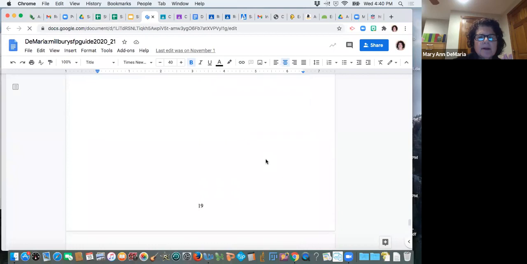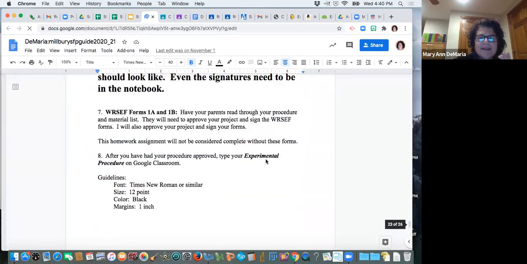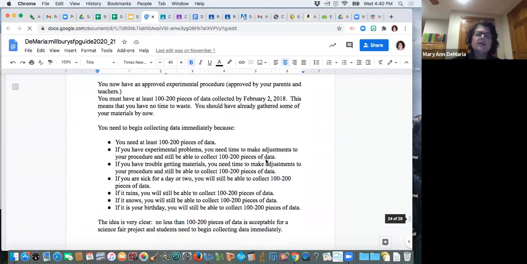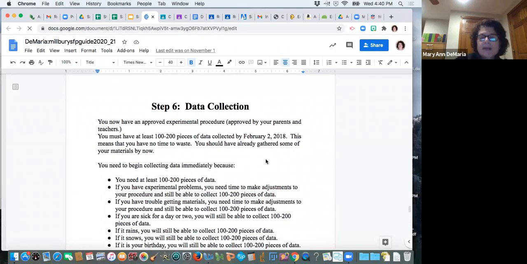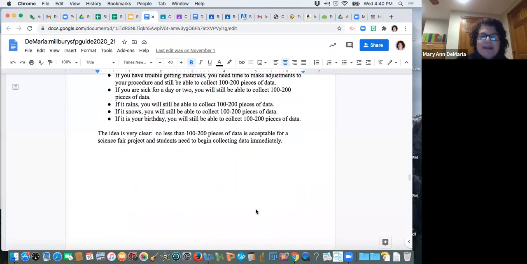So we're past materials and methods. Data collection. Okay, so I harass them with this. When they start collecting their data, I say you need to begin collecting data immediately, because you need to have 100 to 200. If you have experimental problems, you need to make time, because you need 100 to 200 people. If you have trouble getting materials, you need 100 to 200. If it's your birthday, you still need to be able to collect. So we go through that verbatim and I make them read that out loud.